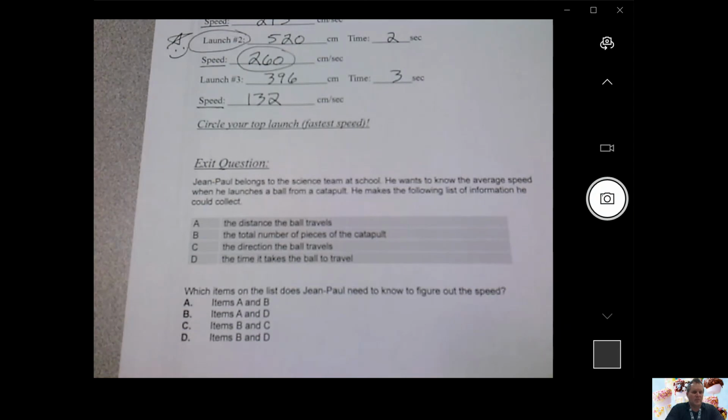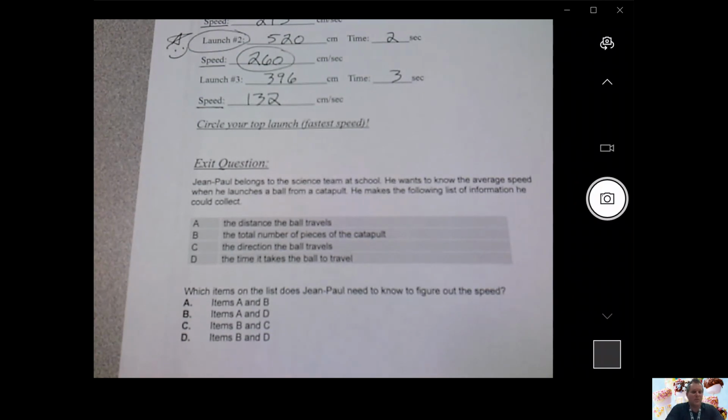So A, the distance the ball travels. Could he collect data on that? Yeah. B, the total number of pieces of the catapult. He could count the pieces he needs for the catapult. C, the direction the ball travels. You could totally do the direction. And D, the time it takes the ball to travel. You could totally do that. So all 4 of these look like pieces of data that we could actually collect and we could write down.